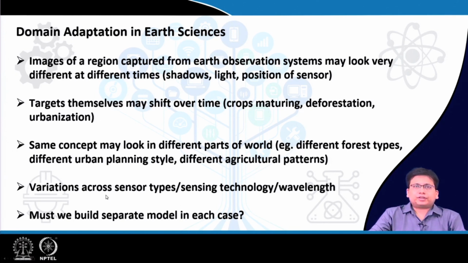Apart from that, there may also be variations due to different sensor types, the sensing technology, or the different wavelengths at which the images can be captured. So all these are issues. Since there is so much variation, it is very unlikely that the same model is going to work in all the different cases. Suppose I build an LULC classifier or a building detector and train it using data from one part of the world. There is no guarantee that it is going to work in other parts of the world, or even at other times in the same region. So, in that case, should we always keep on building separate new models?